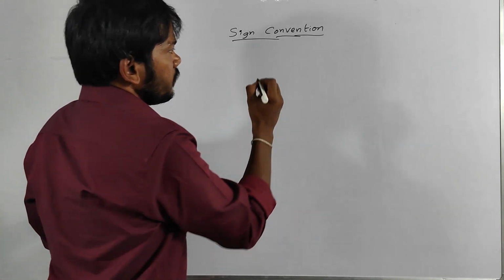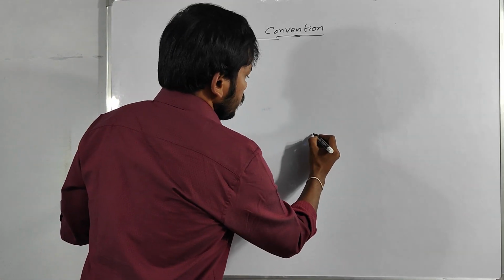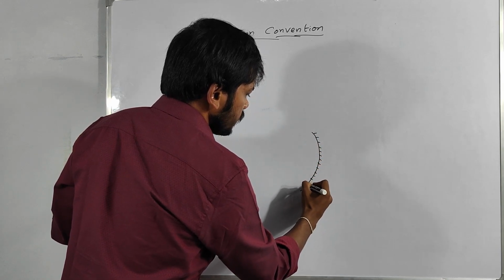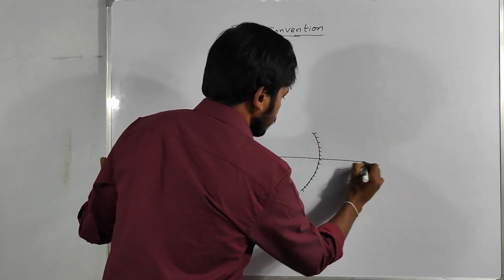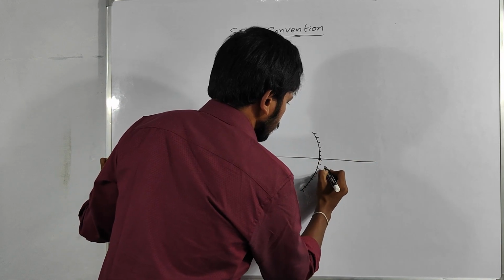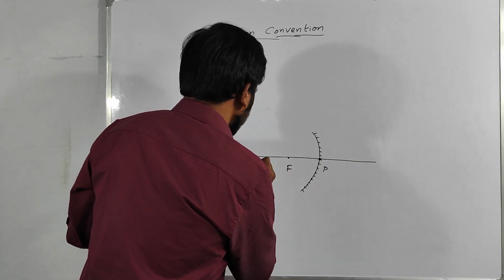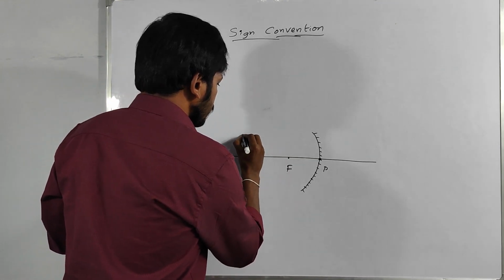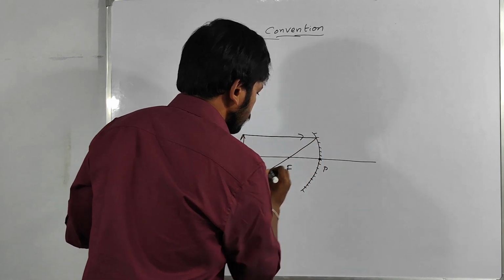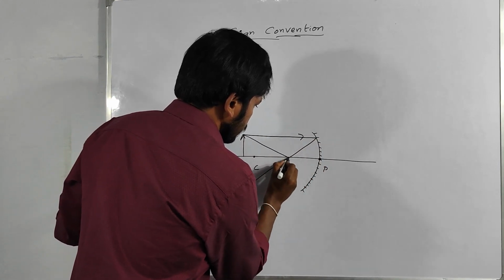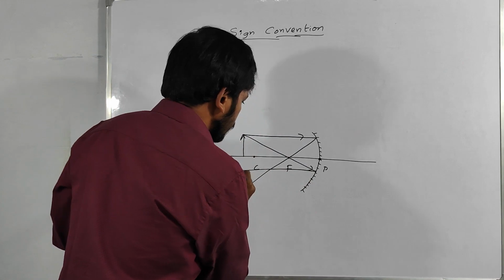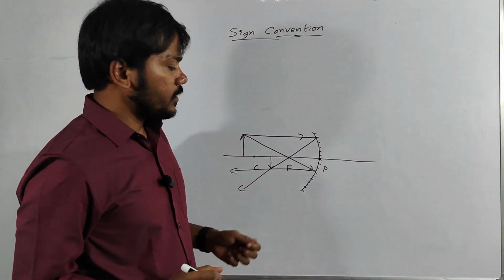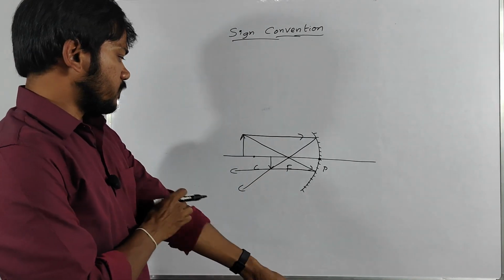Okay. Before diving deep into the sign convention, let us learn some terms which are actually the distances or the heights. Pole, focus, center of curvature. Let us take an example where the object is kept beyond C. Incident ray parallel, reflection passes through focus. Incident through focus, reflects parallel to the principal axis. The image is formed between C and F.